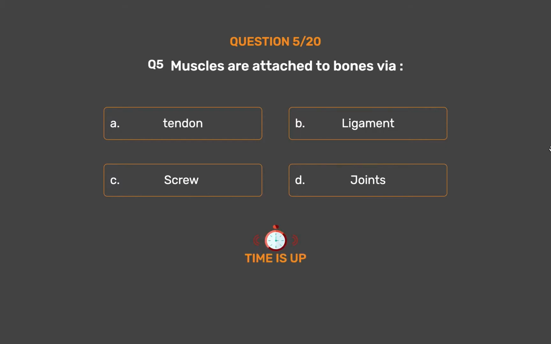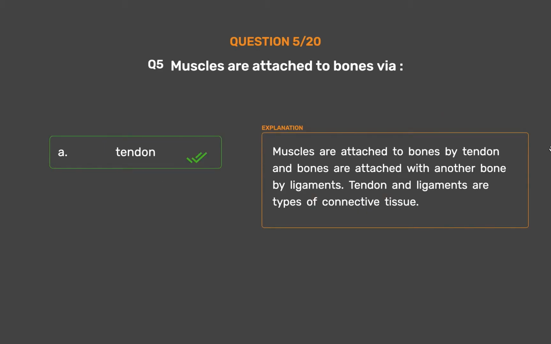The correct answer is Option A. Tendon. Muscles are attached to bones by tendons and bones are attached to another bone by ligaments. Tendons and ligaments are types of connective tissue.